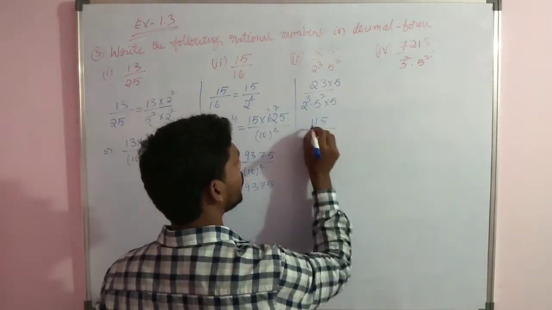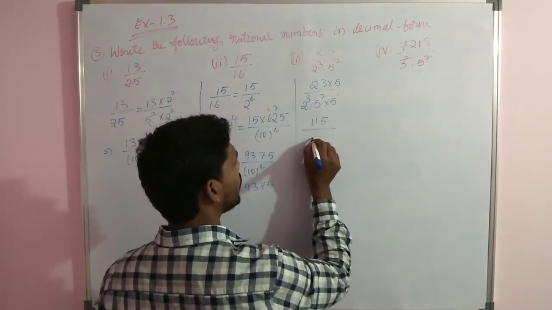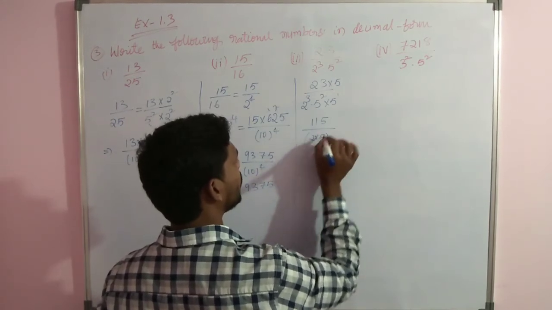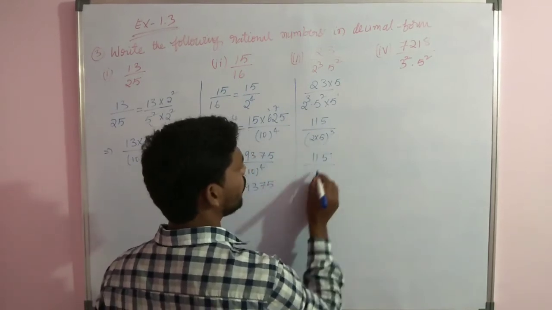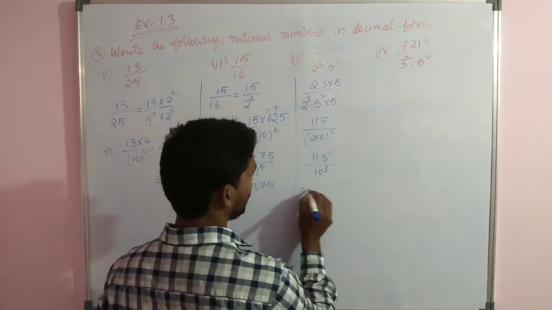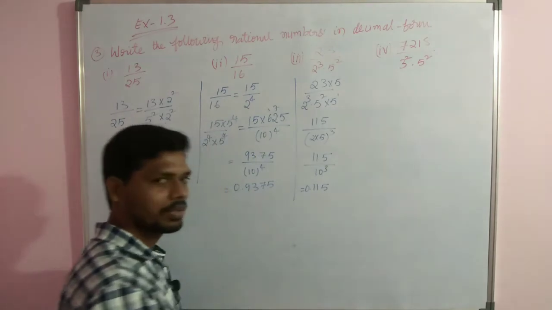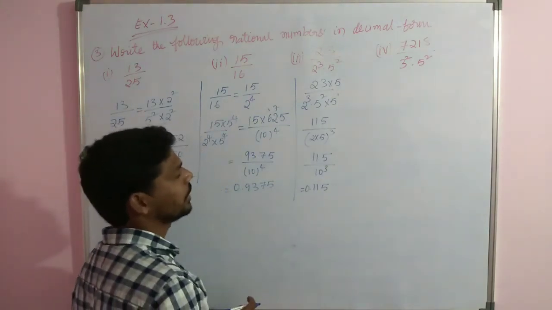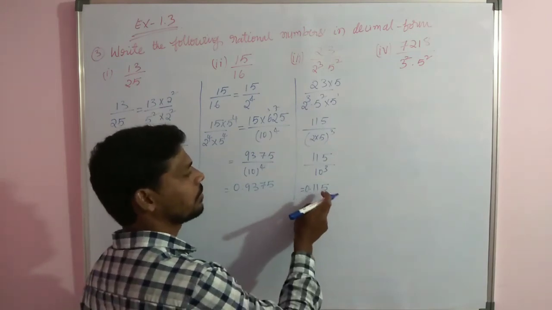Here 2 cube into 5 power 2 becomes 2 cube into 5 cube. So 2 into 5, with common power 3, gives 10 cube. So 115 divided by 10 cube. Here there are 3 digits, so before them you can put a decimal point. So the decimal form of 23 by 2 cube and 5 square is 0.115.